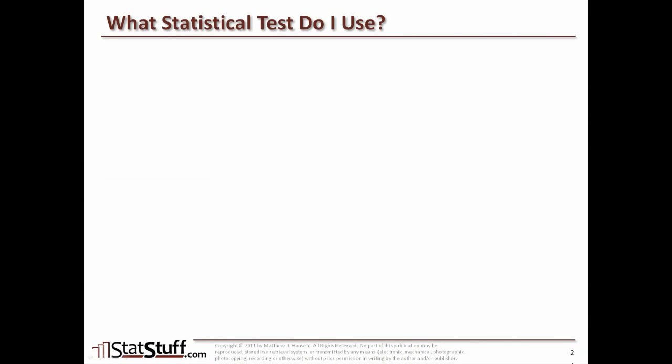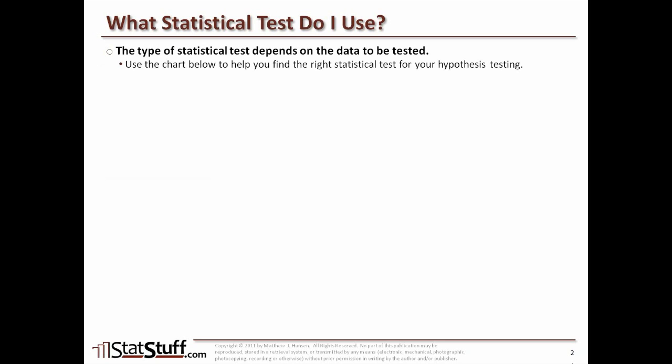It's essential that we find the right statistical test for what we're going to be doing our analysis on. In order to figure that out, it really depends on the type of data that we have and what we're analyzing. So what I'm going to show you next is a chart that I like to use in order to figure out what is the ideal statistical test for the hypothesis testing I'll be running.